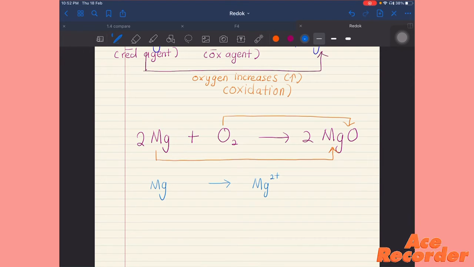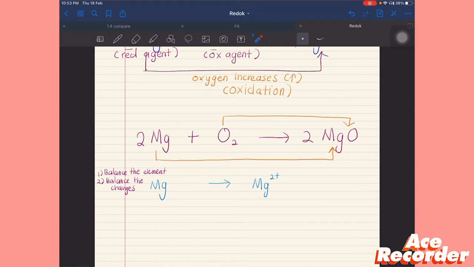Okay, so I almost have the half equation. Remember, every time you want to do the complete half equation, you have two steps. The first step, balance the element. Second step, balance the charge. Okay, we go through the first step.